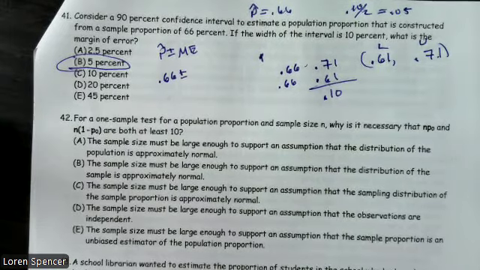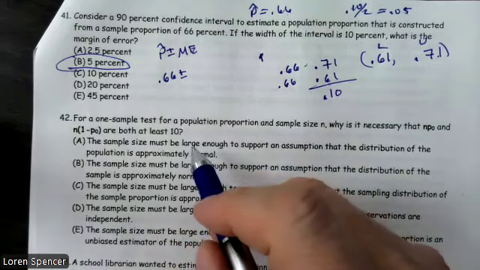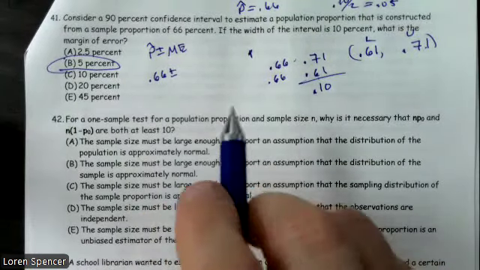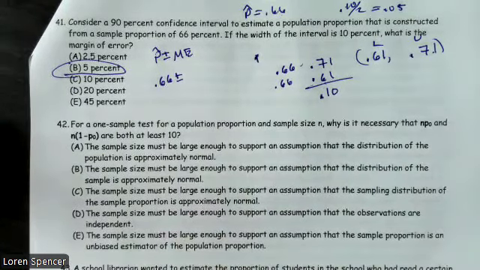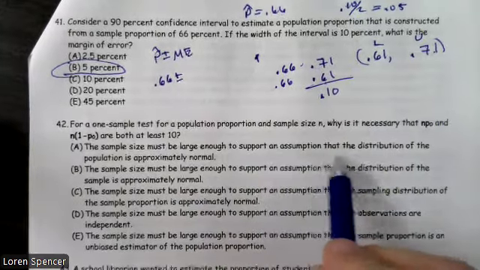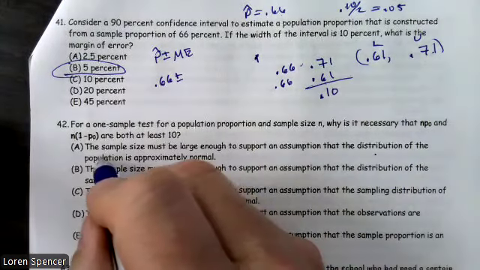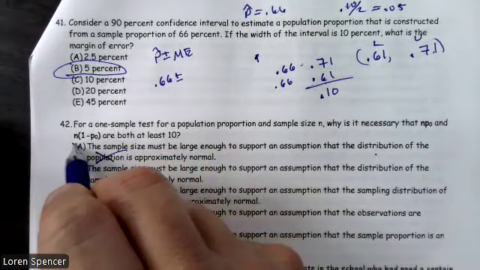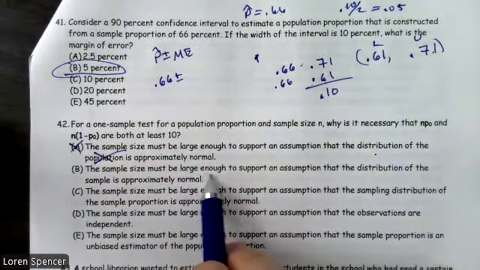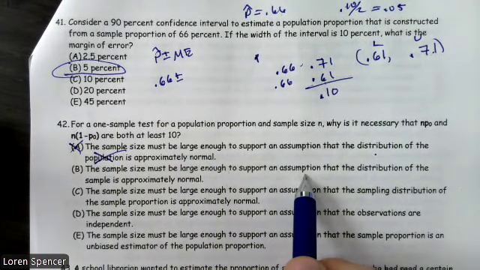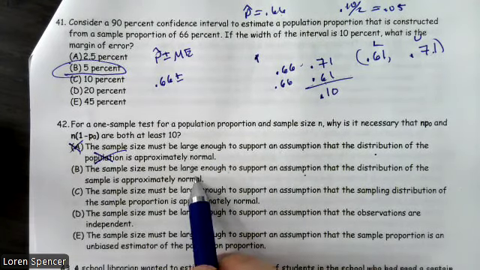For a one sample test for a population proportion and sample size n, why is it necessary that np and n(1-p) are both greater than 10? This is my normality condition. Basically, the sample must be large enough to say that the distribution is approximately normal. The sample size must be large enough to support an assumption of the distribution of the population. No, we don't care about the population. We care about the sample. The sample size must be large enough to support an assumption that the distribution of the sample is approximately normal. I like that.